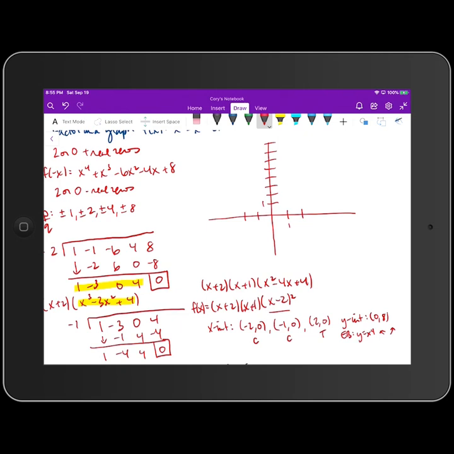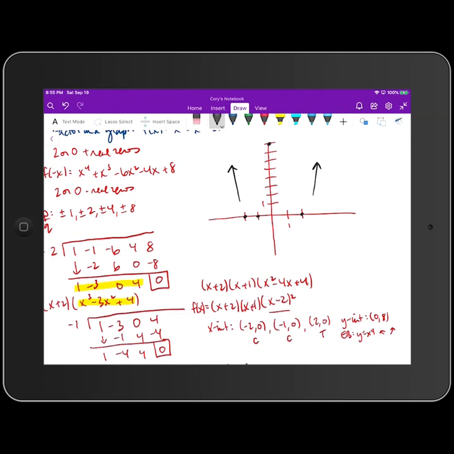Okay, so we have x-intercepts at (-2, 0) and at (-1, 0). We have a y-intercept at (0, 8). And we have our last x-intercept at (2, 0). We know the end behavior of our function looks like this and like this.